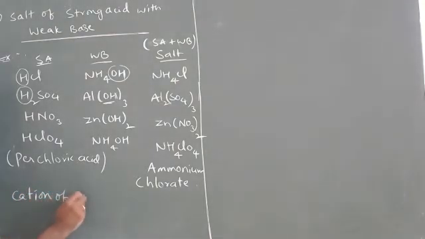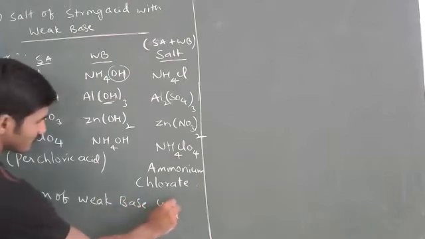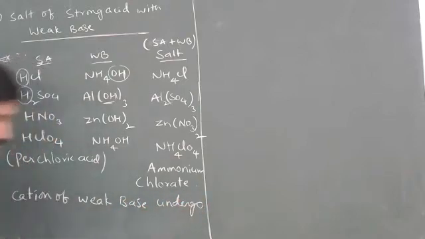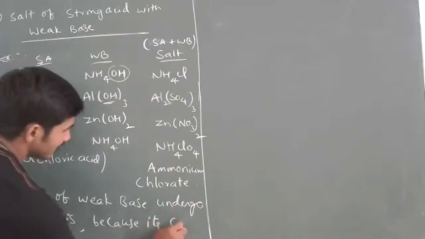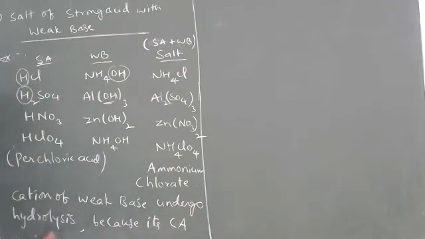Cation of a weak base undergoes hydrolysis, because its conjugate acid is strong.